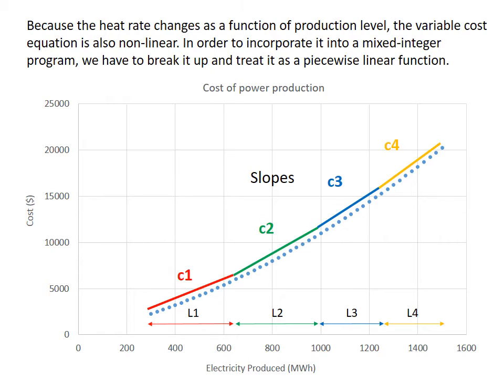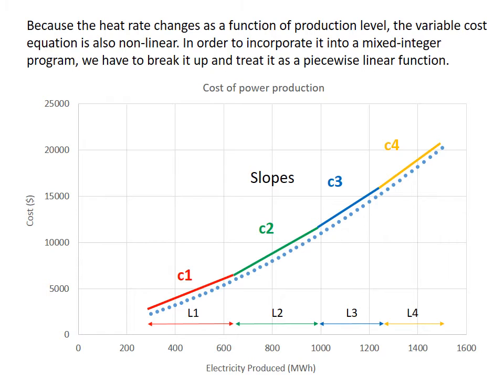So because we are dealing with systems where the efficiency of the power plant and the heat rate of the power plant changes as a function of the level of production, the cost function itself is not linear, right? So we can't actually assume a constant marginal cost for many different types of thermal power plants, at least fossil fuel power plants.